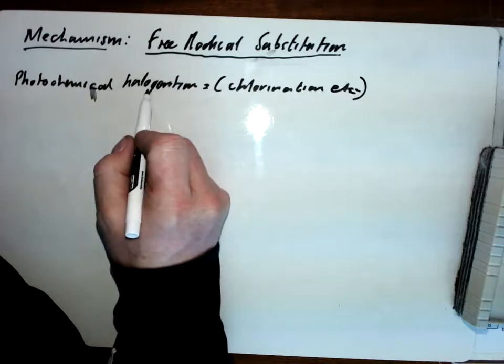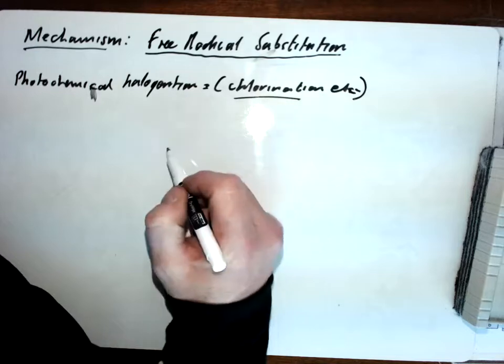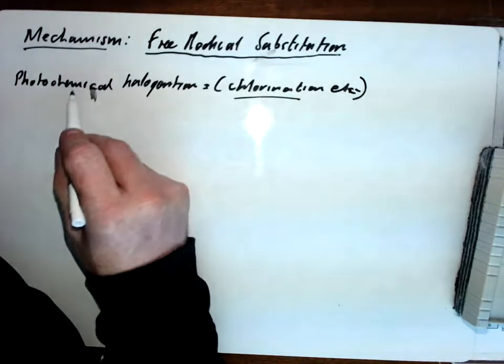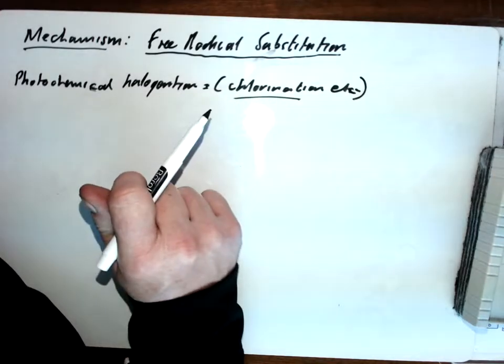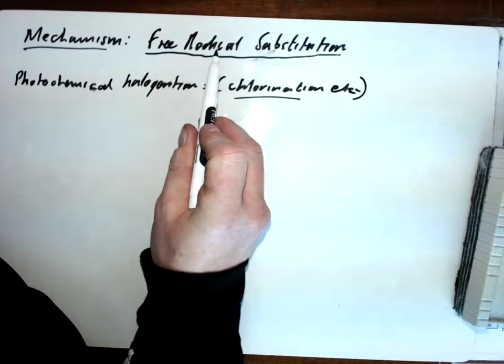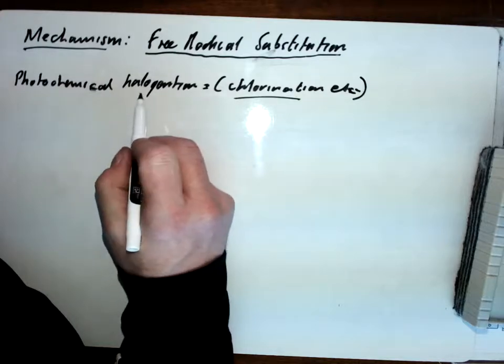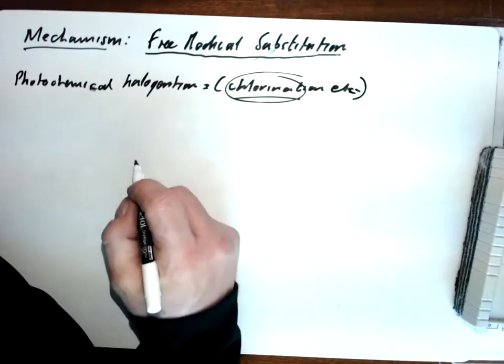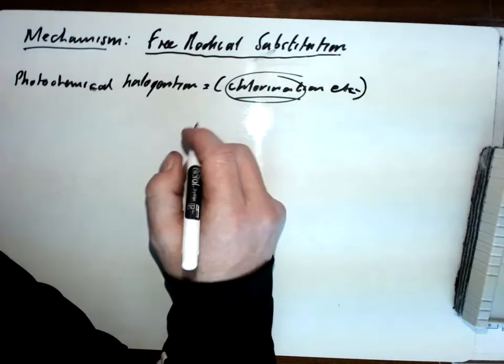So if it was specifically for chlorine, you might call it photochemical chlorination. For bromine, photochemical bromination. So you just have to adapt your answer there. But the mechanism is free radical substitution. The type of reaction, which is a different thing, is photochemical halogenation. And then depending on which halogen they ask you, you'd say chlorination, bromination, etc.